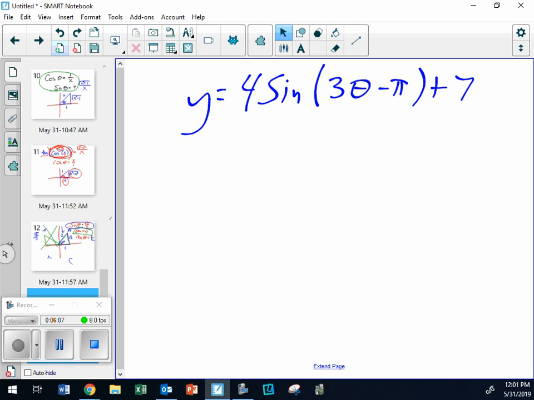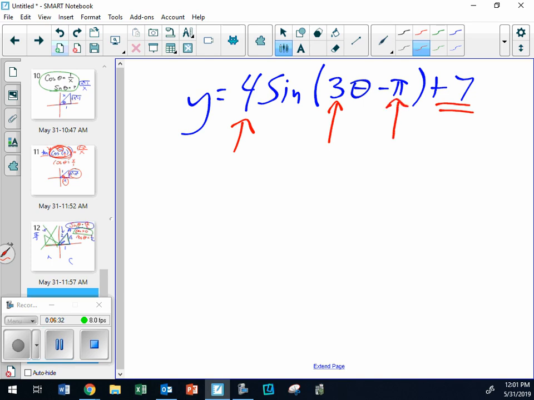Does it change the amplitude? No. What was the amplitude? 4. Does it change the shift in the upward direction? No, that's still a 7. Doesn't matter whether the 3 was in there or not. What does it change? Well, it's still the B, actually. The B is 3 either way. This is considered A. This is considered B, whether it's on the inside or the outside.